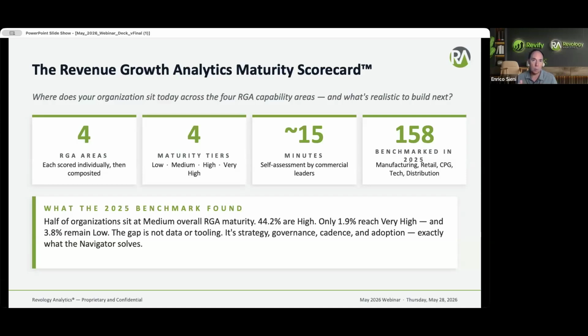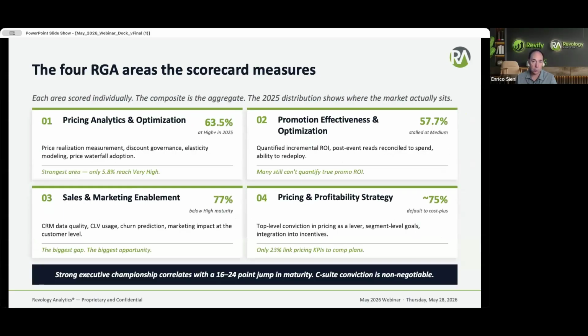And we've benchmarked over 250 organizations in 2025 across different industries, of which 158 were just in manufacturing, retail, CPG, tech, and distribution. So over the years, we've collected a wealth of information in terms of where companies are at. And what we would like to have as a call to action is for you to look at your own organization across four main areas. The first is pricing analytics and optimization. So this includes the measurements and the tools around elasticity, modeling, price waterfall, and so on. What we found is that about 60% ranked as high in 2025.